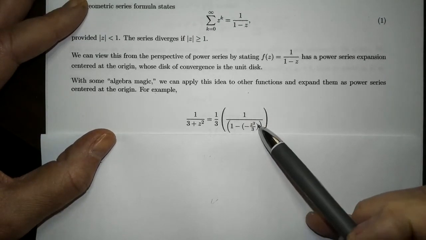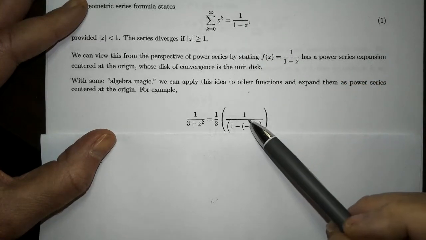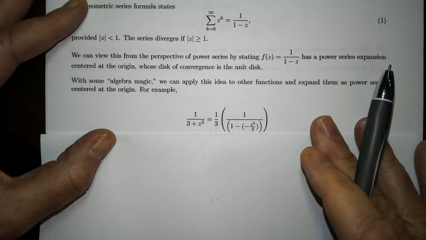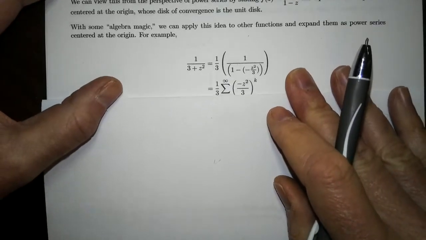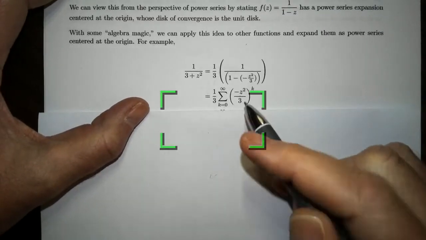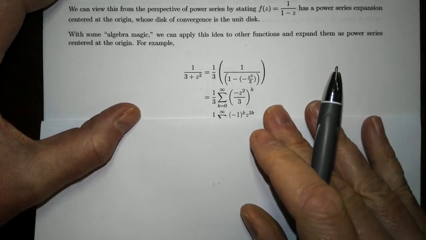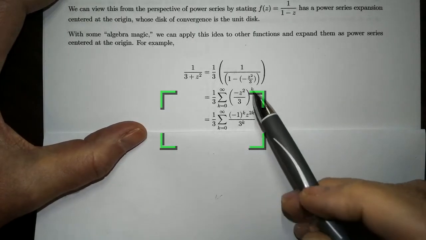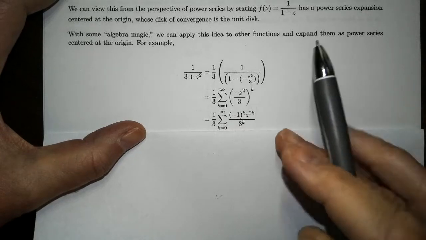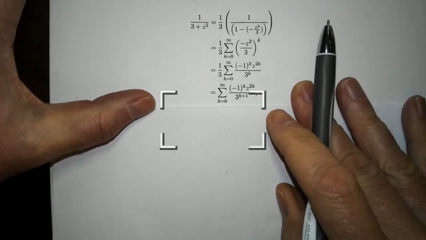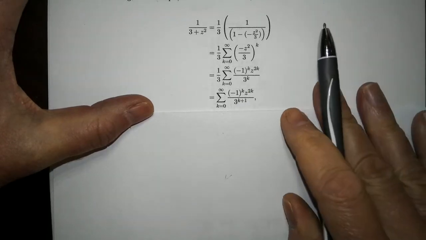So if I compare this to that, I can see that the common ratio, which is z up here, corresponds to minus z squared over 3 down there. So I'm going to take minus z squared over 3 and substitute it in for z right there, and here's what I get. Now we're going to simplify this a little bit. Minus z squared to the kth power is minus 1 to the k times z to the 2k over 3 to the k. And then we're going to bump this third in, so we now have minus 1 to the k times z to the 2k over 3 to the k plus 1, where k is summed from 0 to infinity.